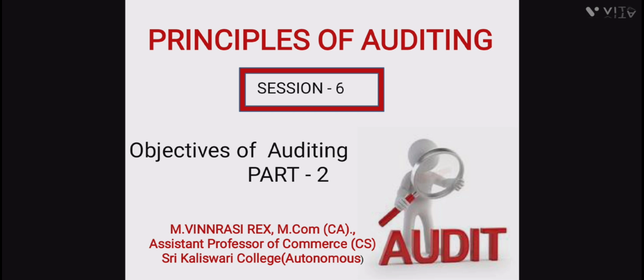Clerical error arises because of mistakes committed by the clerical staff in the ordinary course of accounting work. The clerical error is classified into three types. The first one is error of omission. When a transaction is not recorded or is partially recorded in the books of account, it is known as error of omission. This is classified into two: partial omission and complete omission.